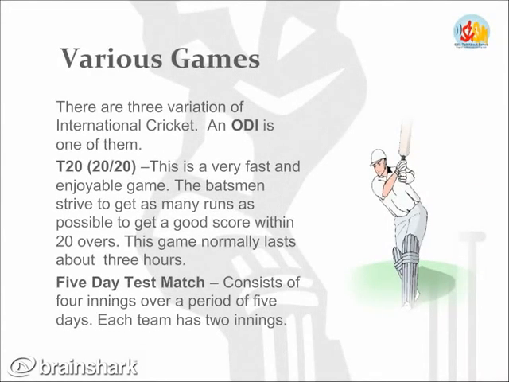Various games. There are 3 variations of international cricket, and ODI is one of them. T20. This is a very fast and enjoyable game. The batsmen strive to get as many runs as possible to get a good score within 20 overs. The game normally lasts about 3 hours. 5-day test match. Consists of 4 innings over a period of 5 days. Each team has 2 innings.